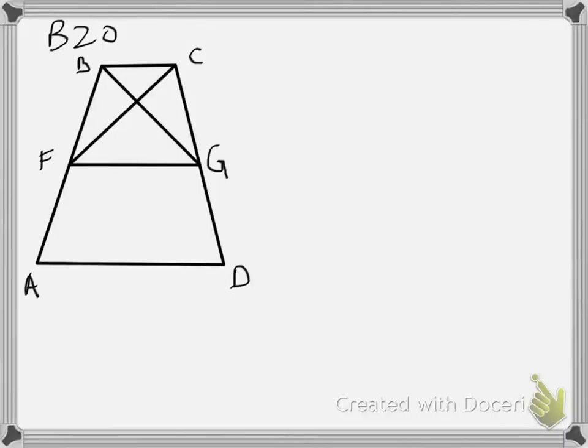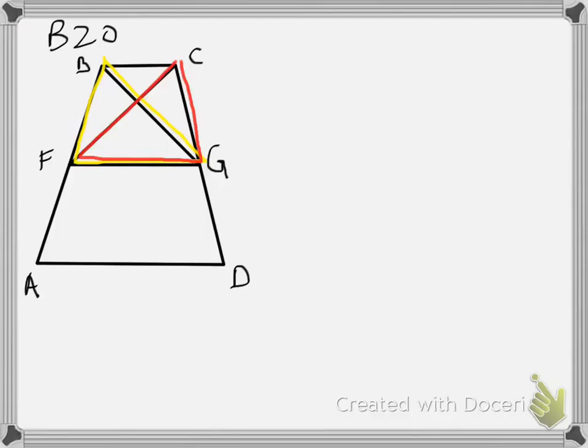Okay, this is number 20 on version B. It says, what additional information is needed to prove that triangle BFG, B to F to G, is congruent to triangle C to G to F? Okay, that's what they want. They want those two triangles to be shown to be the same.